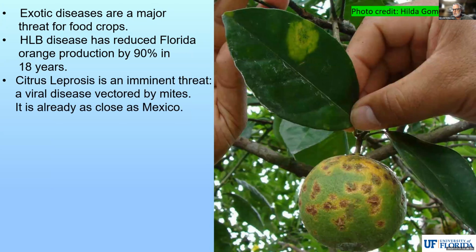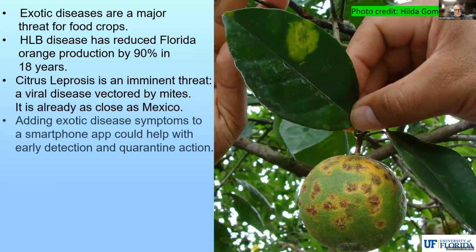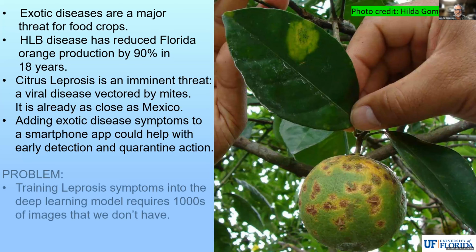So there's many more. Citrus HLB is not the last one that'll come to Florida. Citrus leprosis is another one, shown in this picture here. Terrible disease also. Now that's not a bacteria, it's a virus vectored by mites, and it's already as close as Mexico. So we have to be on our guard. So adding exotic disease symptoms to our diagnostic app could help with early detection and quarantine action.